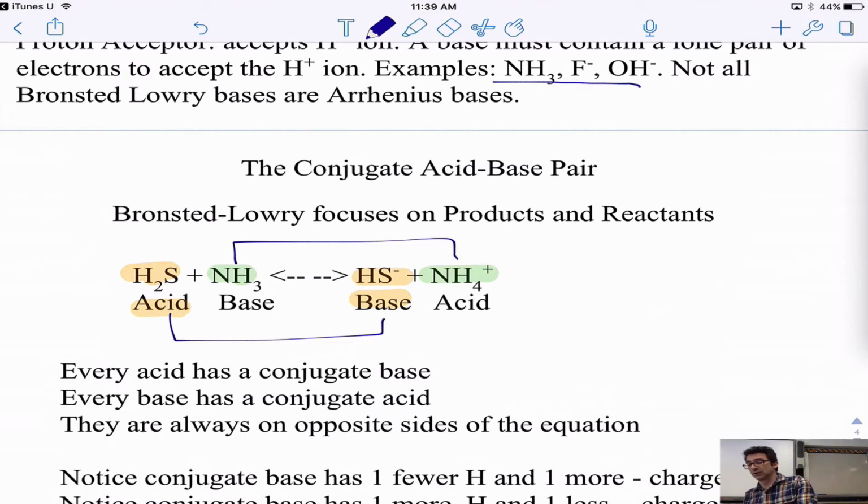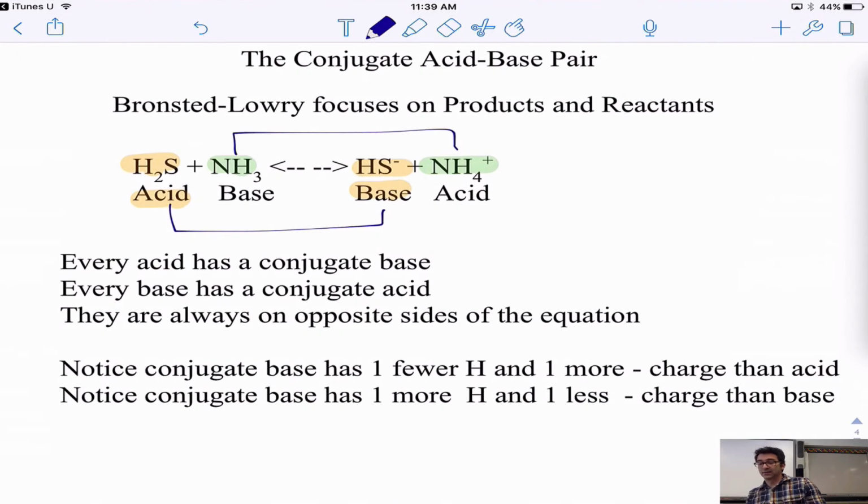Another way to quickly eyeball these is to say that the conjugate base is going to have one fewer hydrogen, and it's going to be negatively charged compared to the original acid. Everything else is the same. The only difference is the one difference in H and the one difference in charge.